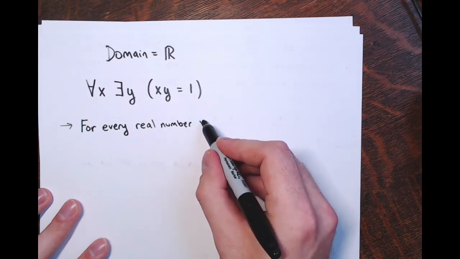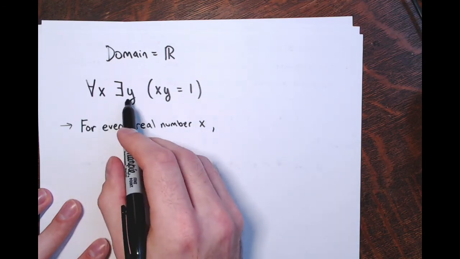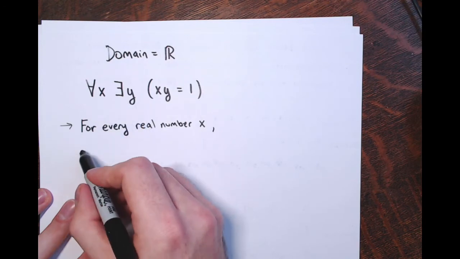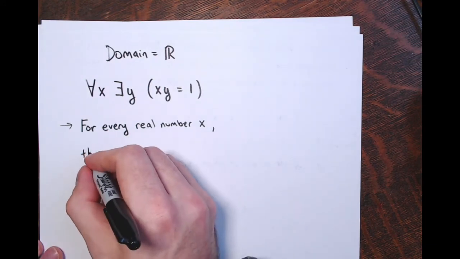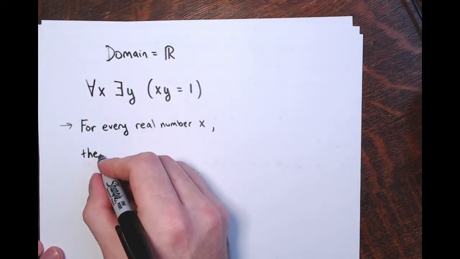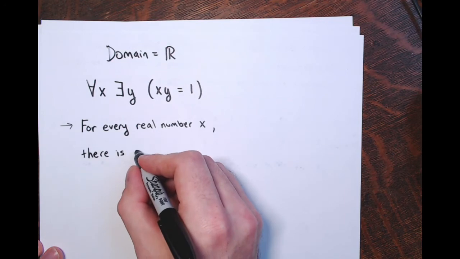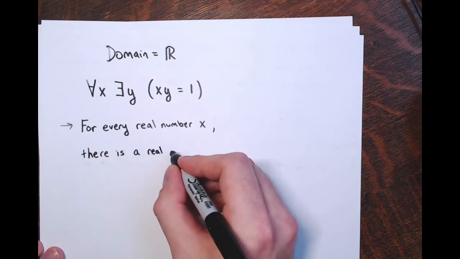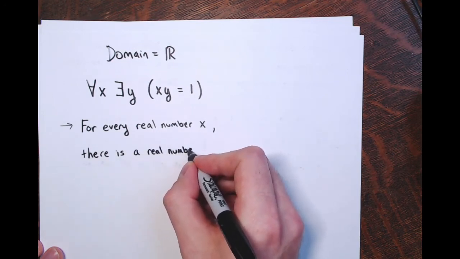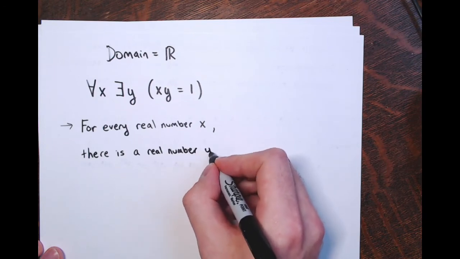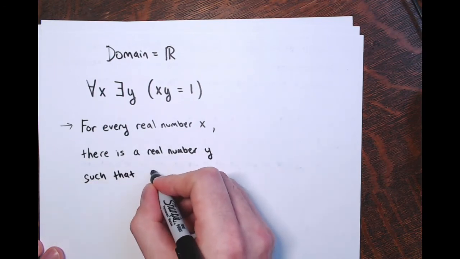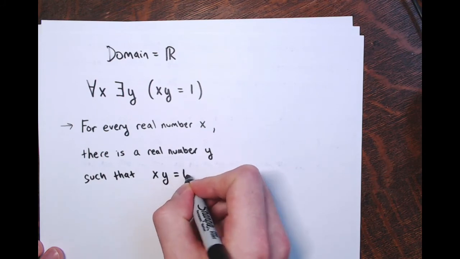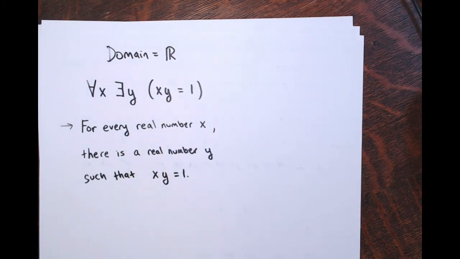For every real number x, there is a real number y, which could be the same number, right? Because x could be any real number, y represents any real number. For every real number x, there is a real number y such that x times y will be equal to 1, right? Such that this predicate will be true.